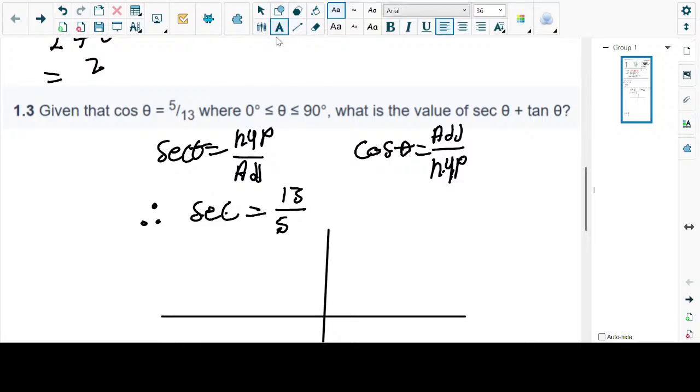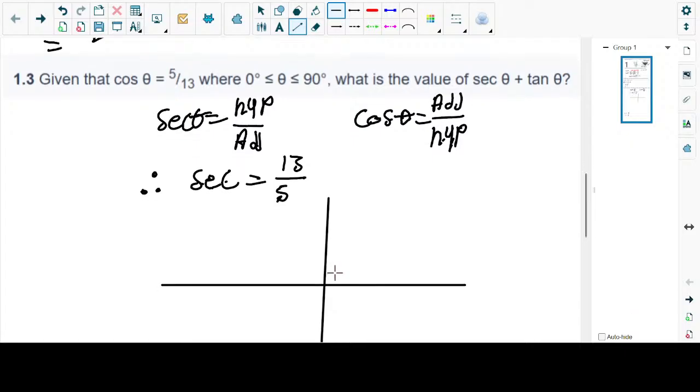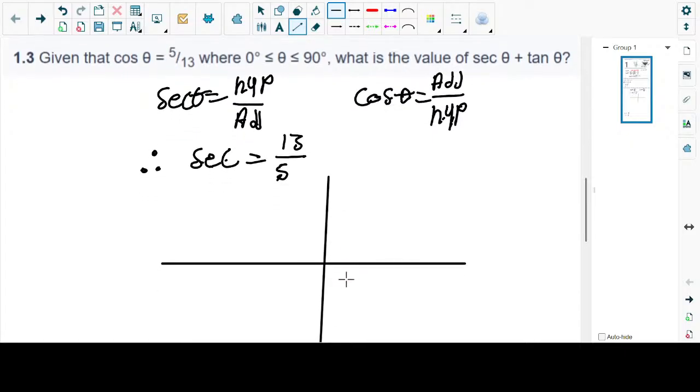Looking at the answer, cos of theta is 5 all over 13. Is it positive or negative? It can be either a positive or a negative answer, so based on what you see here, is it positive or negative? It's positive.